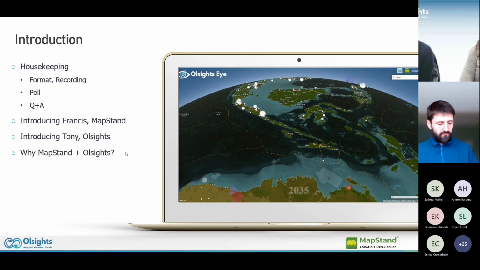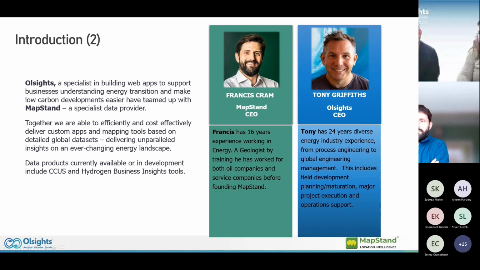Good. Okay. So let me introduce Francis then. In fact, I think I've got a second slide. So this is really introducing Francis and myself. We're two organizations that are working quite closely together. We're collaborating. MapStand is a boutique research organization specializing in researching up-to-date data sets, mapping energy infrastructure, and making that data available to others. So that's what MapStand do.